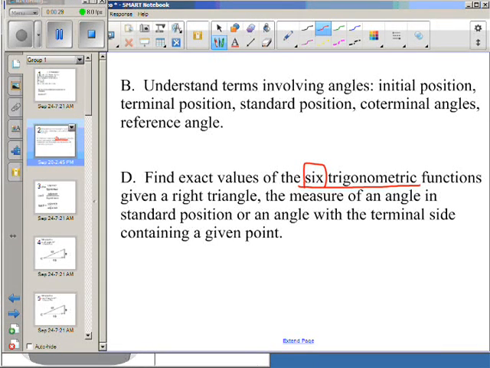Remember, a trigonometric function represents a ratio of 2 sides of a right triangle. So there are 6 trig functions we'll come up with. You should be able to find that ratio given an angle, the terminal side with a certain point, or if I give you the right triangle, you should be able to come up with these things. So, quick review of what we already know.